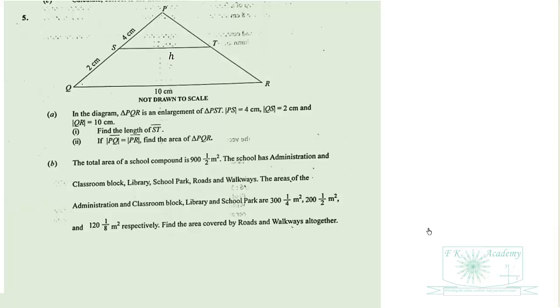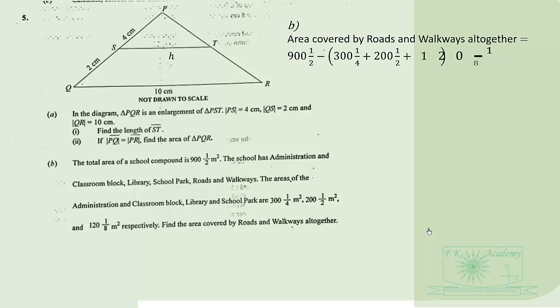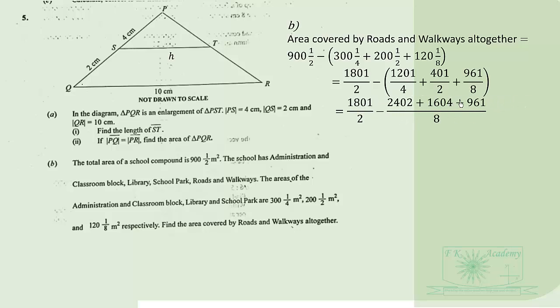Okay, so now let's look at the difficult way. The difficult way is that you first of all convert the mixed numbers here into improper fractions. So 4 times 300 will give us 1200 plus 1. Then 2 times 200 will give you 400 plus 1, 401. Then 8 times 120 will give you 961. Then 2 times 900 gives you 1800 plus 1. So now you have to find the LCM here. Wow, the LCM is 8. So you can imagine these huge numbers, but you can still work it.